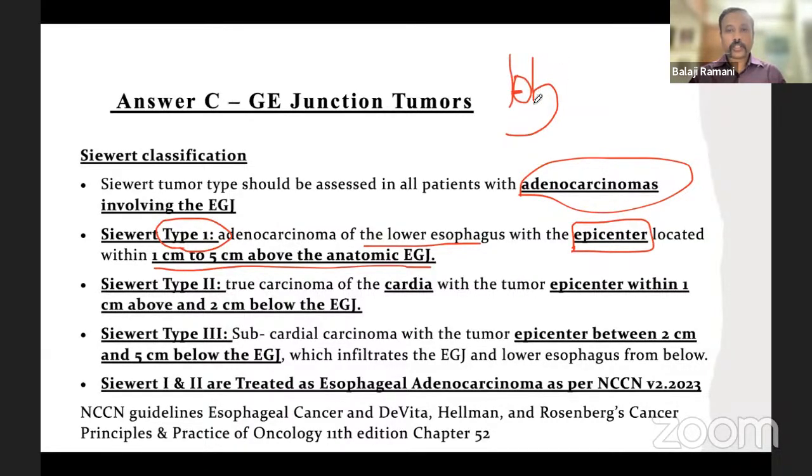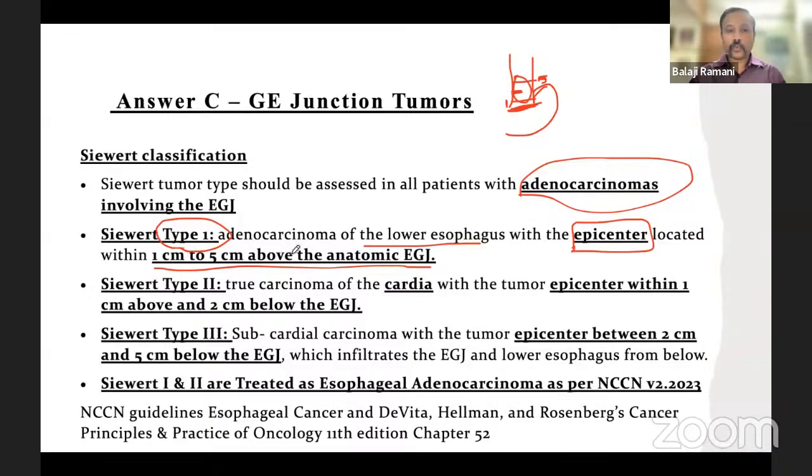Let me draw this a little more clearly for you. So you take it as 1 to 5 centimeters. This is 5 centimeters. This is going to be your OG junction. This double line I have drawn here is going to be the OG junction. You have the 5 centimeter mark here and the 1 centimeter mark here. Between these two lines, if the epicenter of the tumor lies, that is known as a Siewert type 1 adenocarcinoma.